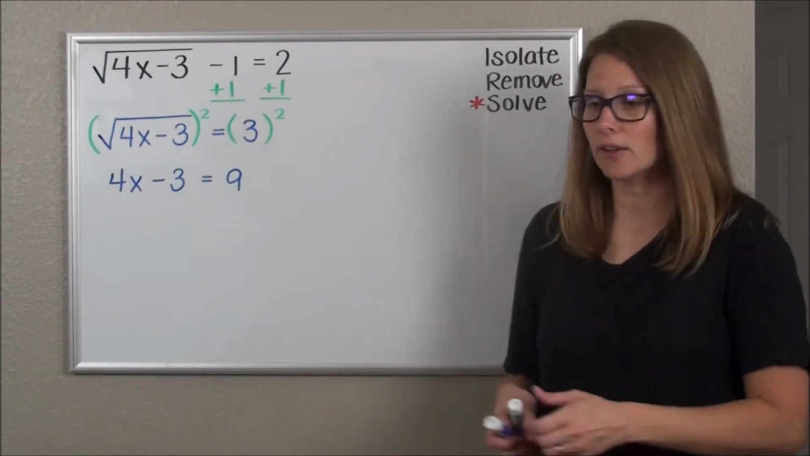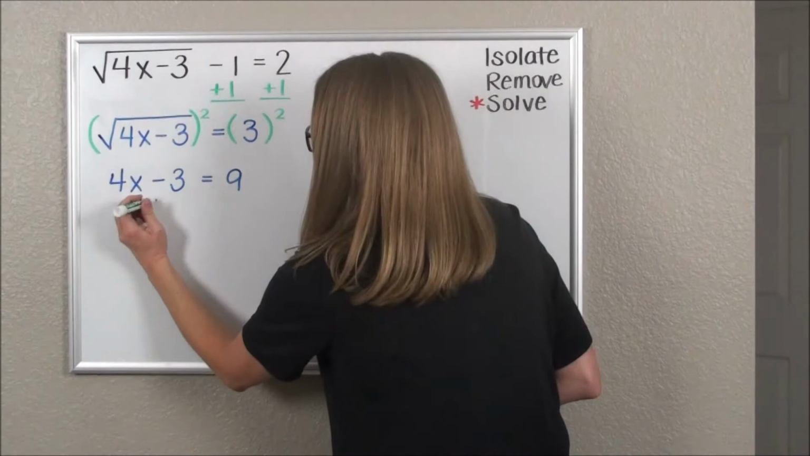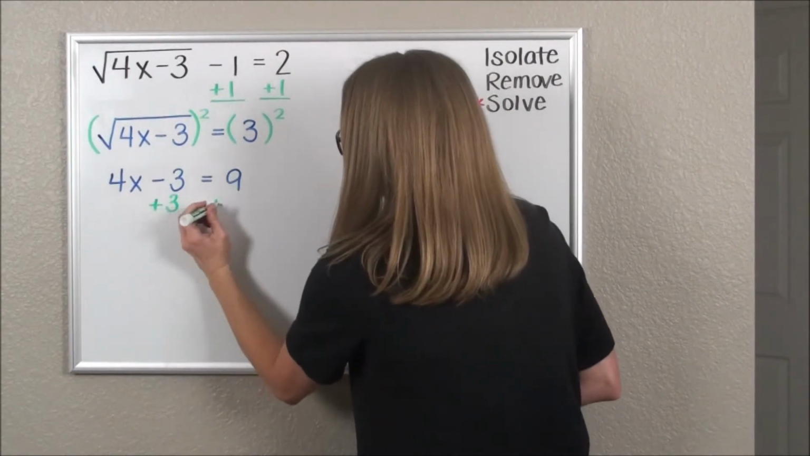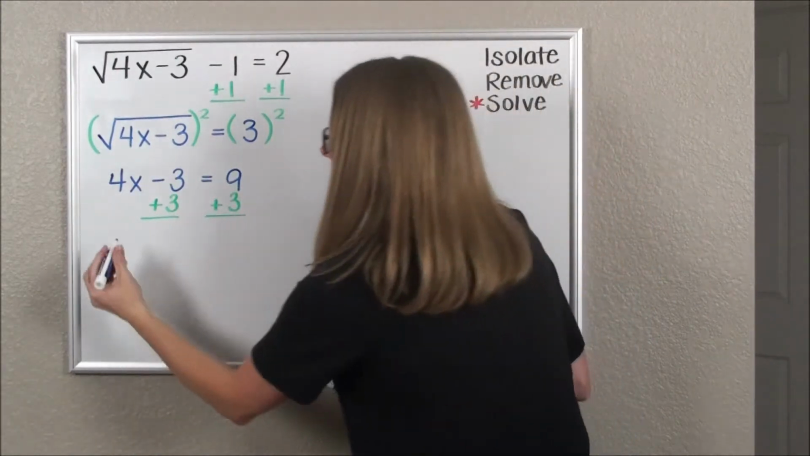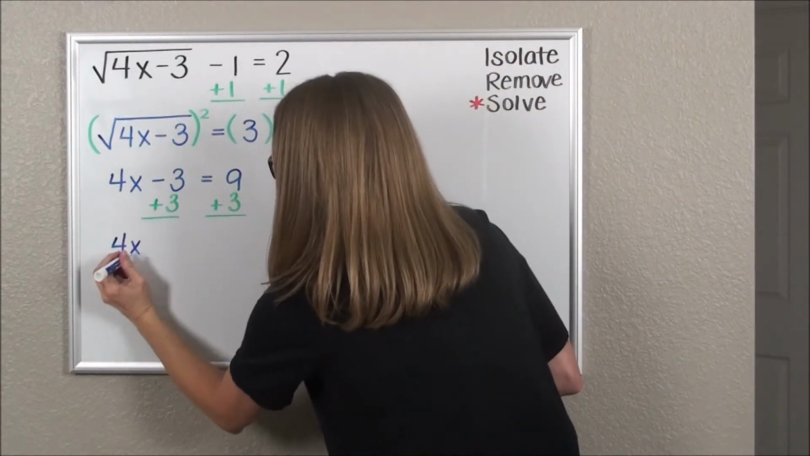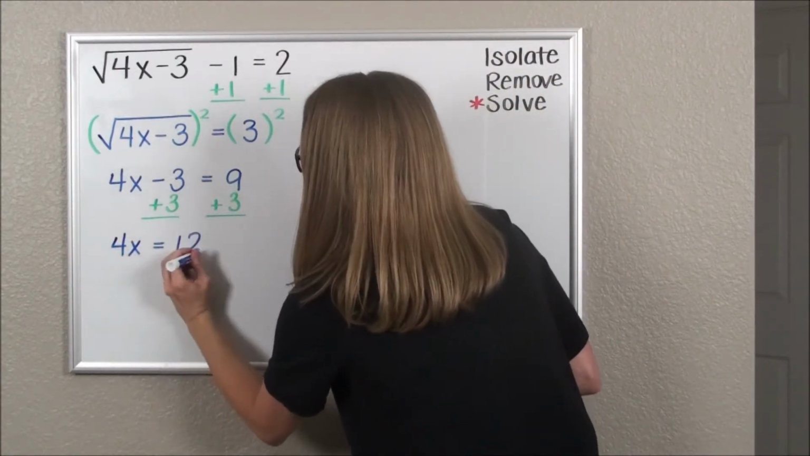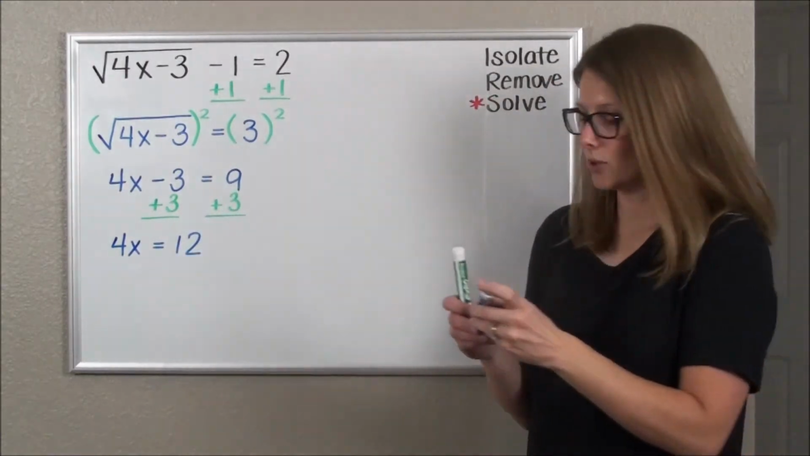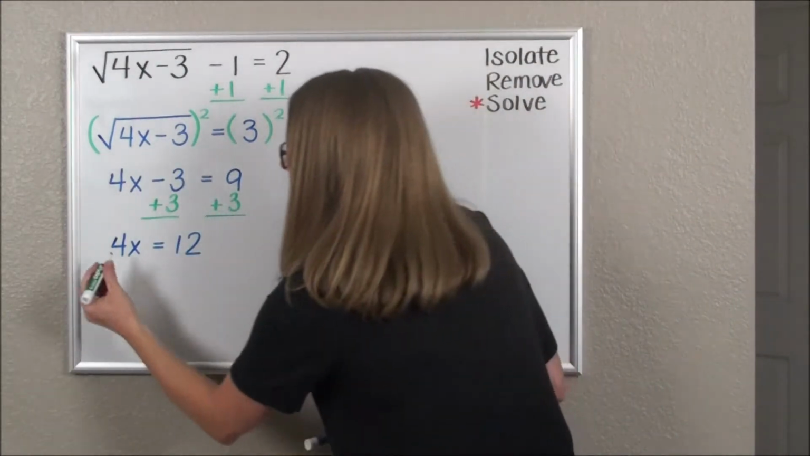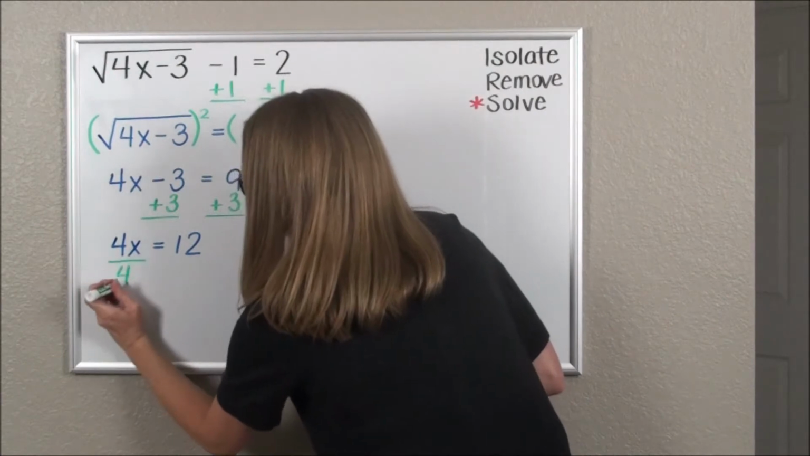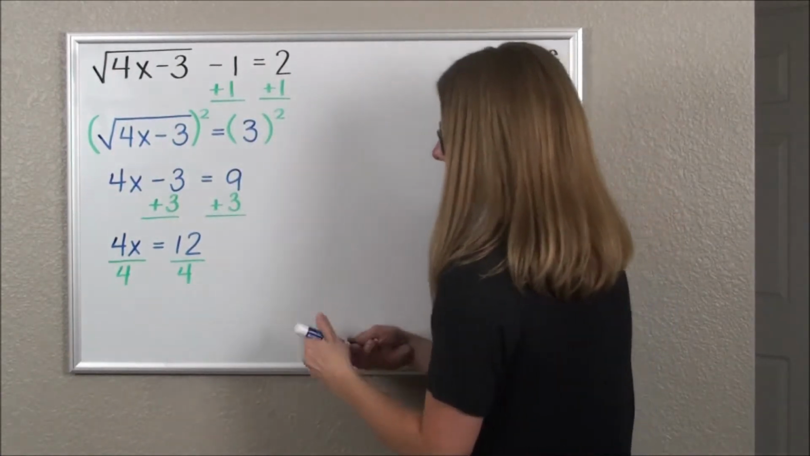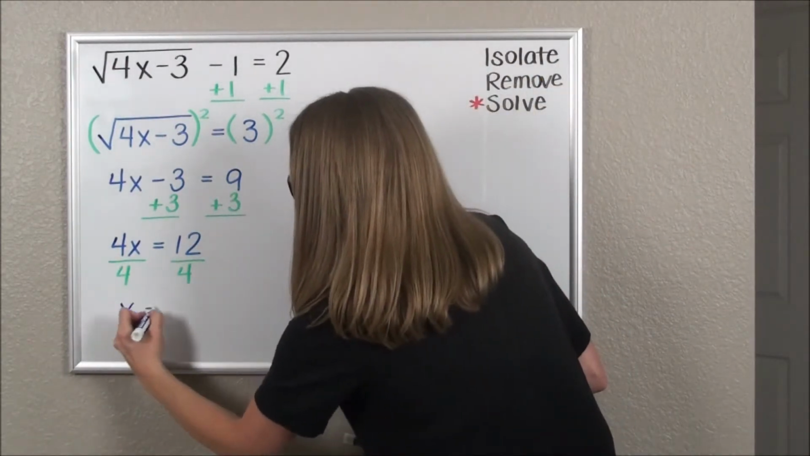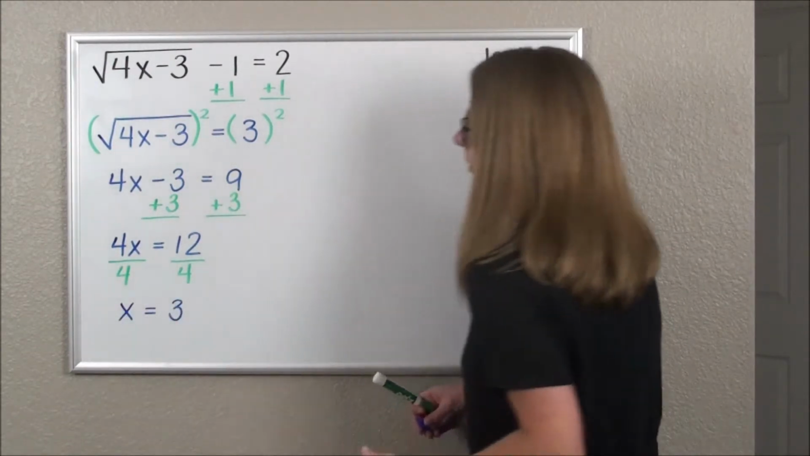To get x by itself, let's first relocate that 3 using addition. We now have 4x equals 9 plus 3, which is 12. And so my last step to isolate the x is to remove the 4 using division. 12 divided by 4 gives me 3, so my solution is x equals 3.